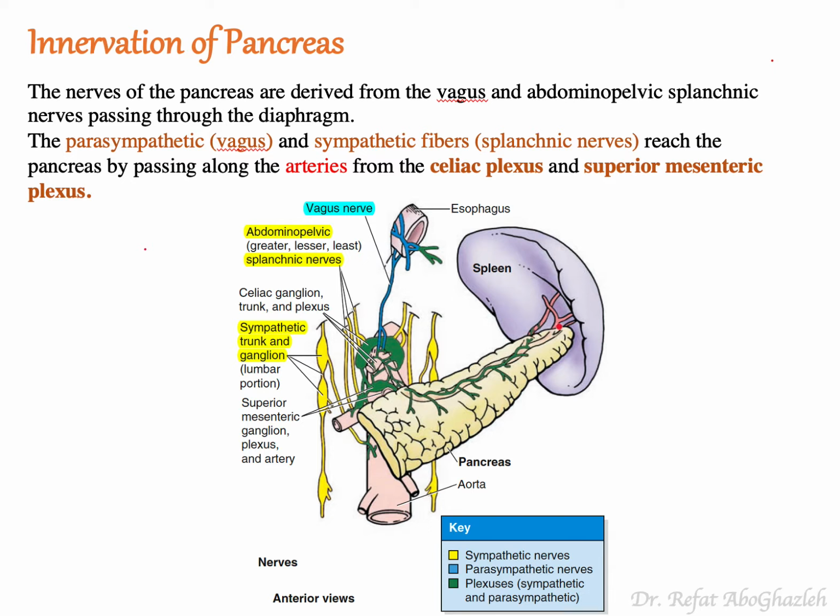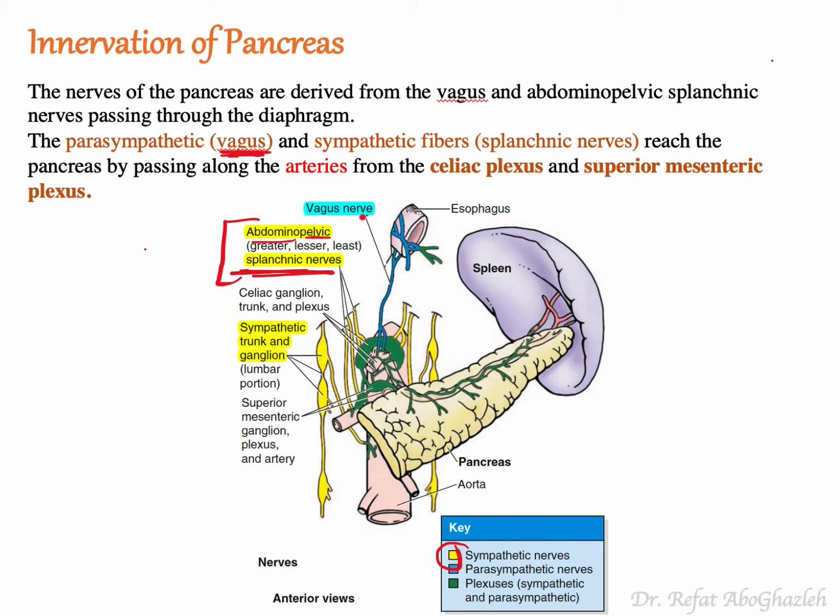Innervation of the pancreas, guys. Well, simply you have sympathetic and parasympathetic innervation. The parasympathetic, as you know, is usually from the vagus nerve, and the sympathetic will be from the abdominopelvic splanchnic nerves. Look at it here, the yellow color indicates the sympathetic nerves.